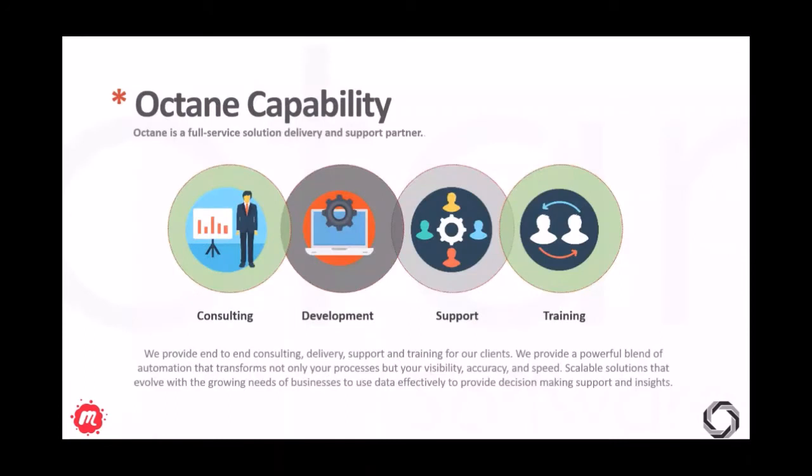Octane, what we do? Our 4 key areas of expertise are providing consulting, development, support, and training. Our office in India has a 24/7 support center, wherein we manage our global clients all year, all day. We also provide virtual IBM Planning Analytics training sessions as well.